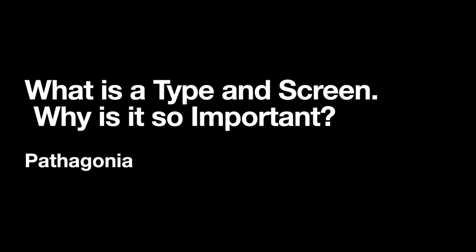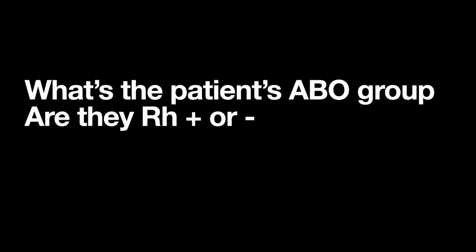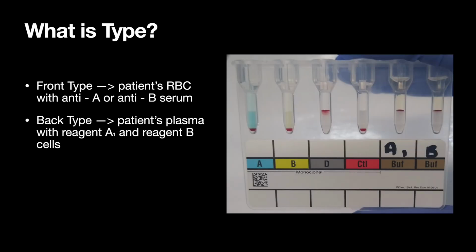Today we're going to talk about what a type and screen is and why it is so important. What is a type and screen? Basically, that's the question of what is the patient's ABO blood group and are they Rh positive or negative? So how we find this out is we do a front type and a back type.